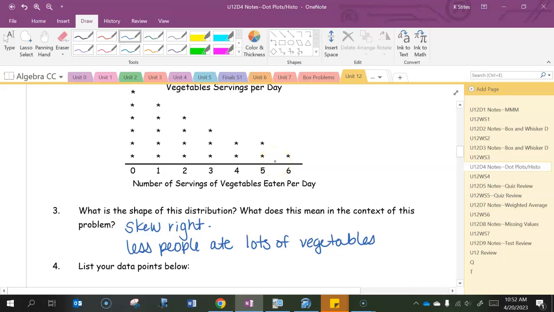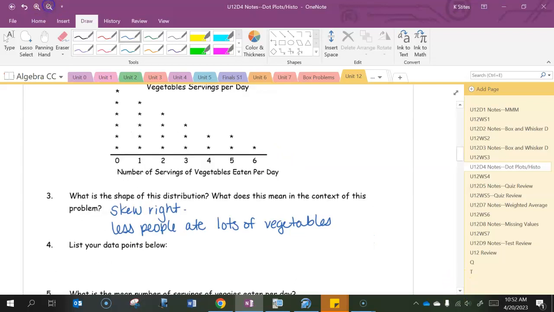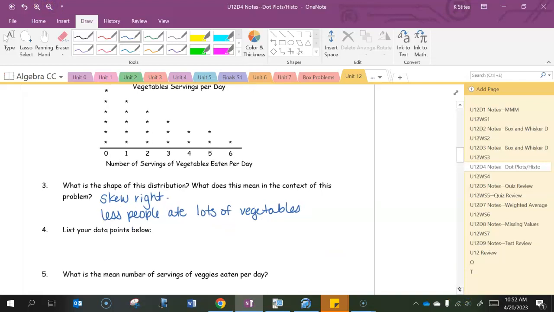Okay, now we're going to go ahead and list your data points. And this is something that you may choose not to do in the future, but we're going to do it at least for this first one. So we knew there were 6 zeros. There are 5 ones. There are 4 twos. There are 3 threes. There are 2 fours, 2 5s, and a 6. Now, if you want to do this every single time, that's totally fine. But it is a little time consuming.